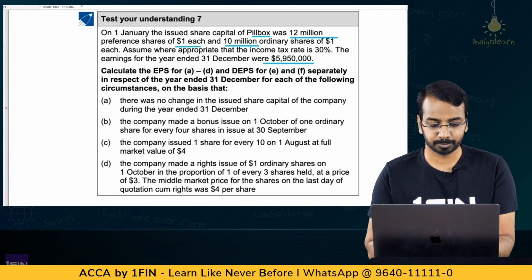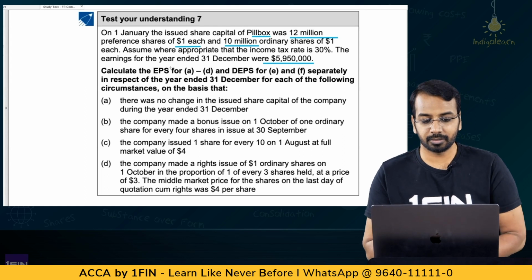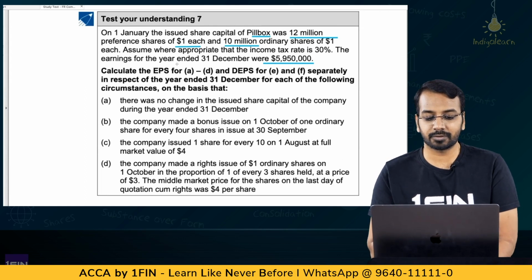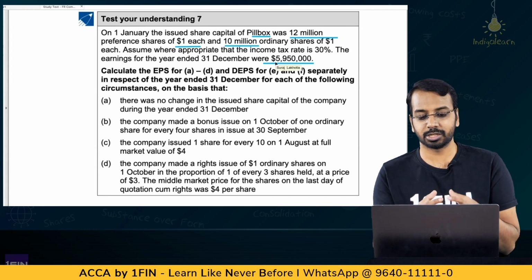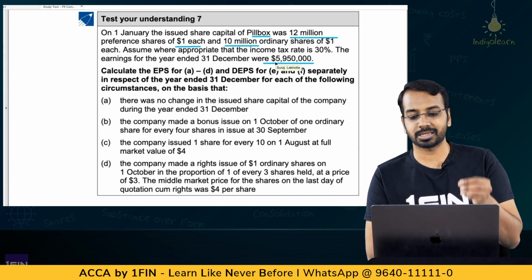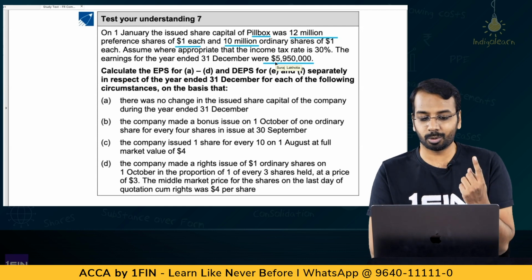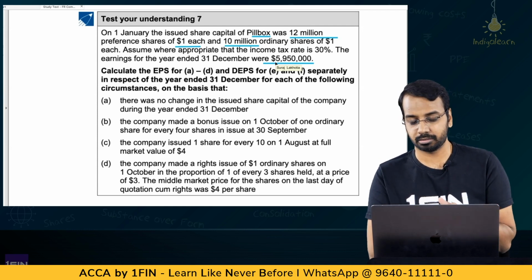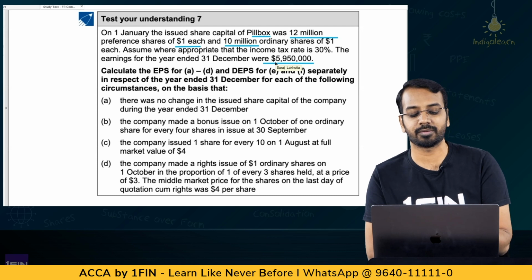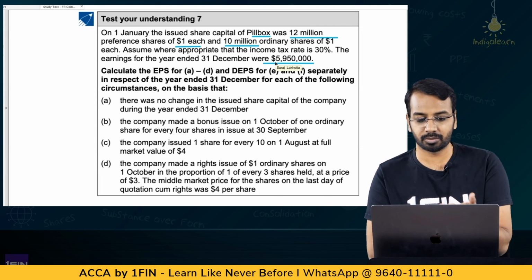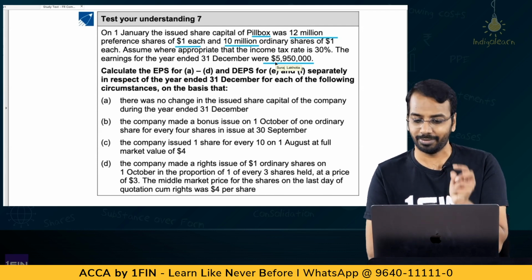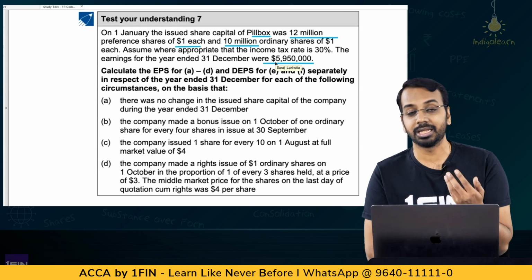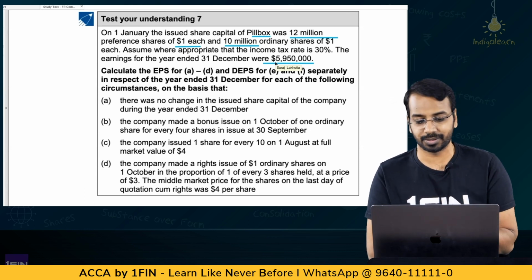Now, here when they say the earnings for the year ended 31st December were 5.95 million, that is what we need to take as the starting point. Now, one thing we know, we have to reduce the preference dividend, but they have not given us the information about preference dividend. They have not mentioned what the percentage is. So we cannot do anything. We'll assume that this is the earnings after giving effect of tax and preference dividend.